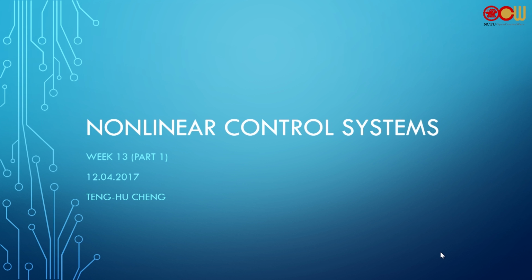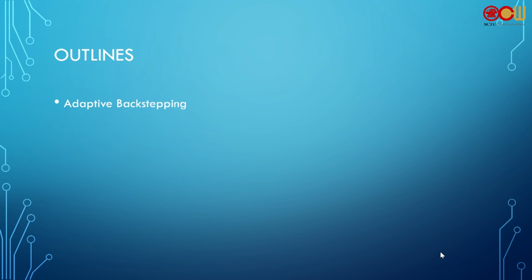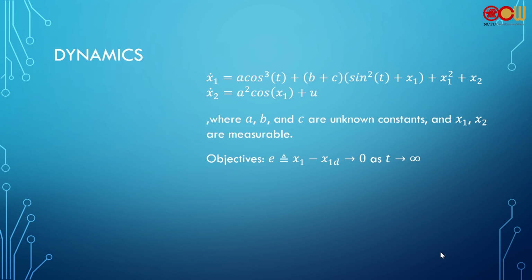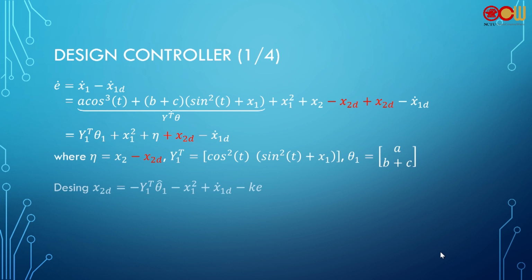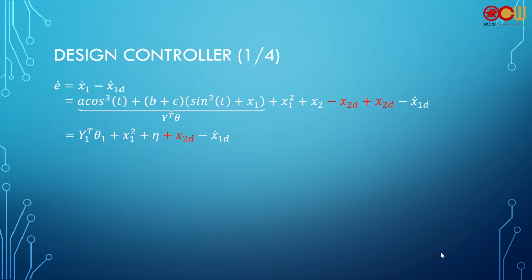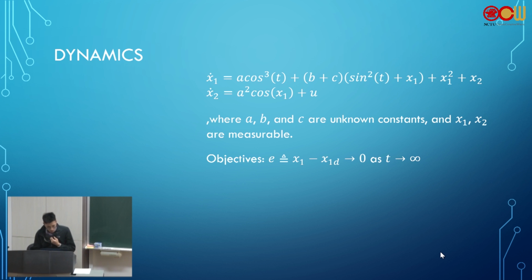Today we will quickly go through the previous lecture because some of the students have a hard time obtaining the closed loop system for the second system. So the original question is, given these two systems, using backstepping approaches, we expect you to do a tracking control for x1 to track x1d in the system where a, b, c are unknown constants. So you need to use backstepping and an adaptive approach to design the controllers.